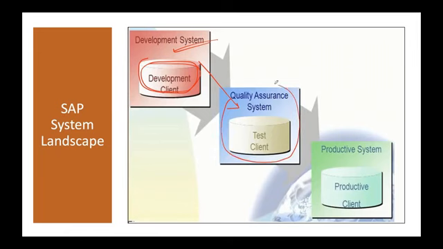In the quality system, the users will test everything. Once the testing is completed, all of it is moved to the production system. The production system is the live system, the day-to-day system. The users will be doing their day-to-day activities in this production system, the live system. This is the typical SAP implementation landscape. In subsequent classes we will discuss this in detail: what exactly we will be doing in the development system, in the quality system, and in the production system.